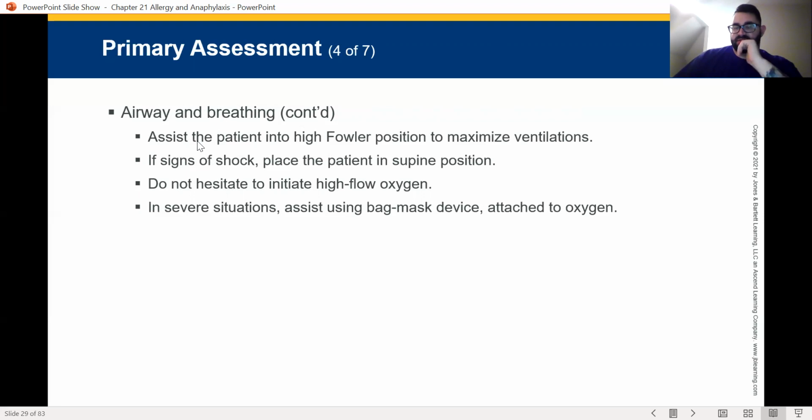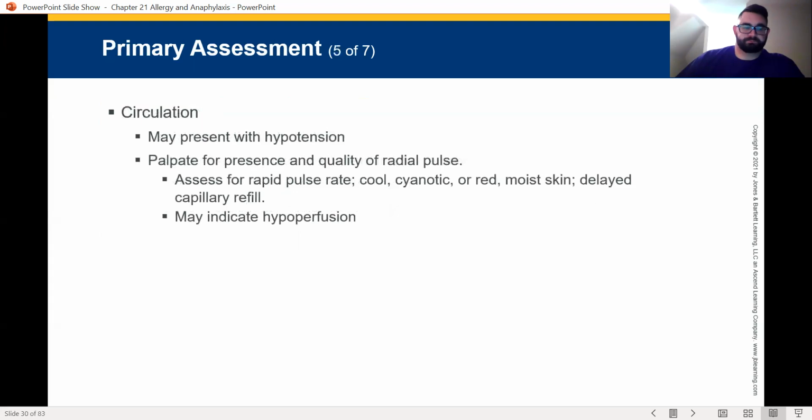Put that patient in a high Fowler's. If the patient's in signs of shock and having hypoperfusion, put them in that shock position, flat, supine, feet elevated 6 inches. Don't hesitate to throw them on oxygen at high flow. In severe situations, if they're not breathing adequately, they're breathing too shallow, a BVM. Remember, there's a difference in oxygenation and ventilation. If the patient's bringing in enough air and putting out enough air, that's fine. We can do oxygenation. But if they're breathing too shallowly, we need to put a BVM on them.